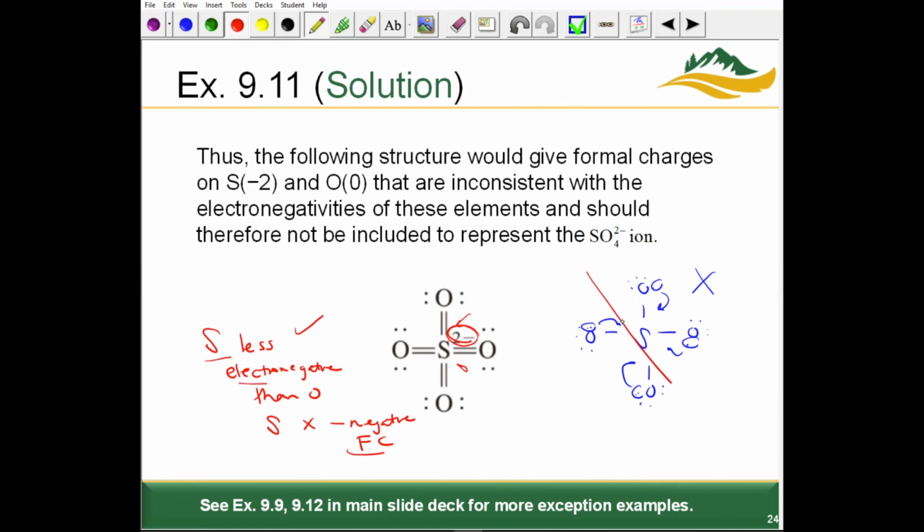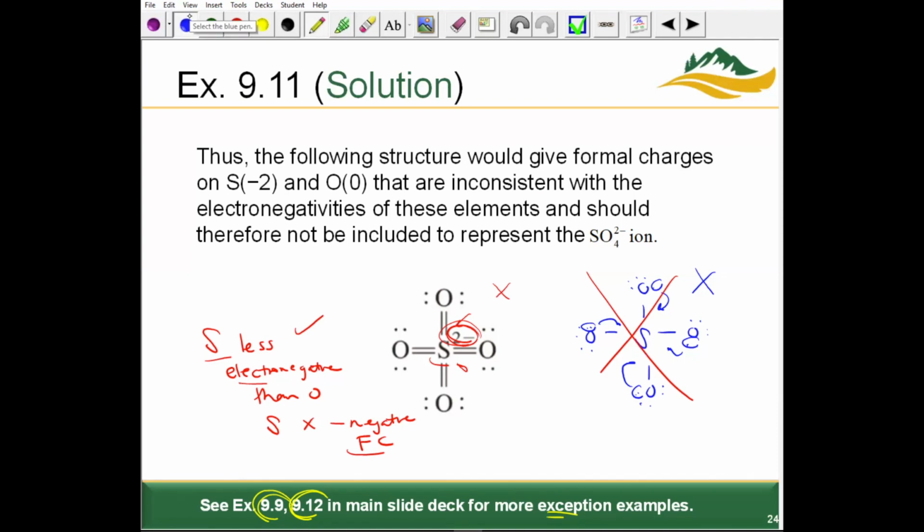So you might think, well, what if we had done that? Well, this is why this is not a good structure. We don't want a negative formal charge on the atom that is less electronegative. And so for some additional exception examples, you can check out 9.9 and 9.12. With any problems you want to talk through, definitely let me know.